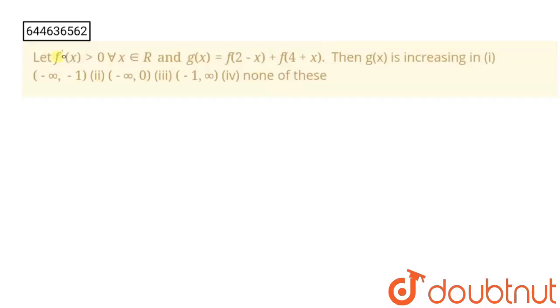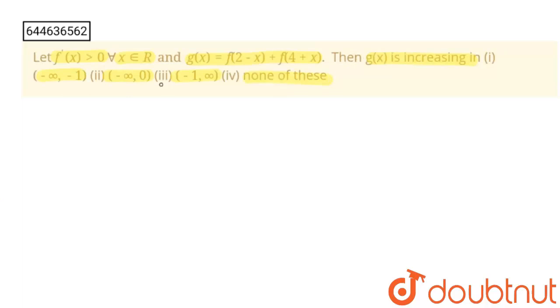Hello, students. Question is, f dash x greater than 0 for x belongs to R, and g(x) is equal to f of 2 minus x plus f of 4 plus x, then g(x) is increasing in. And these are our four options. We have to say which of the following options is correct.